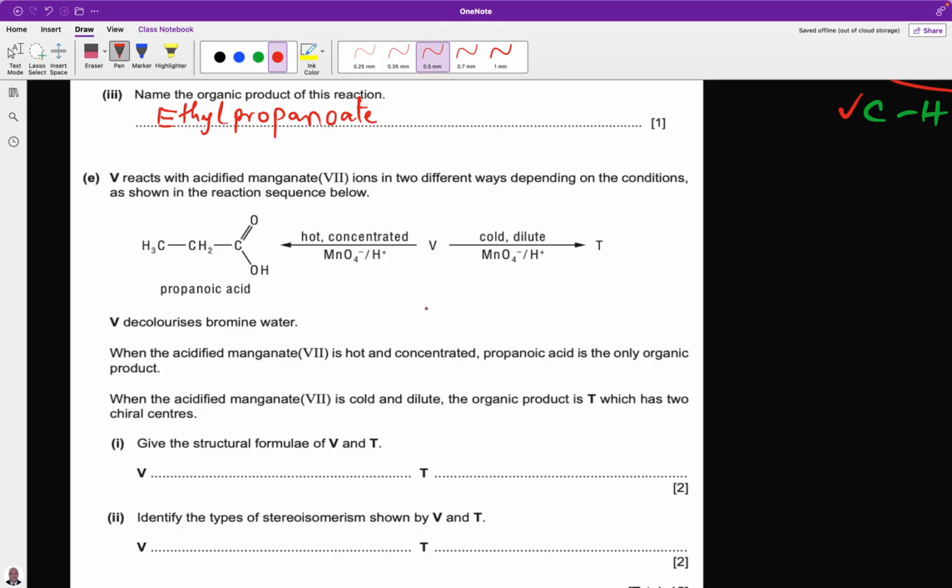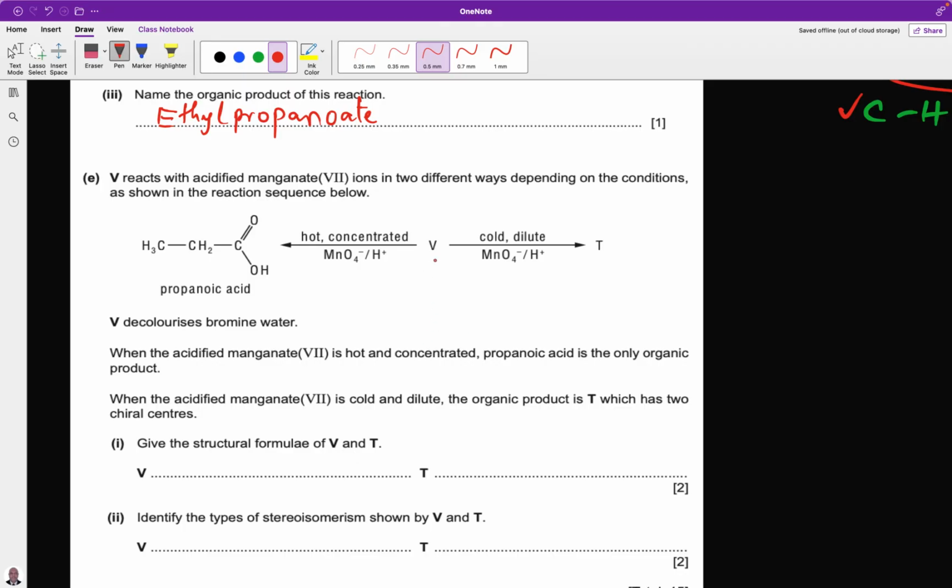Now, when the acidified manganate 7 is hot and concentrated, propanoic acid is the only organic product. Listen once more. When acidified manganate 7 is hot and concentrated, propanoic acid is the only organic product. When acidified manganate 7 is cold and dilute, the organic product is T, which has two chiral centers. Give the structural formula of V and T.